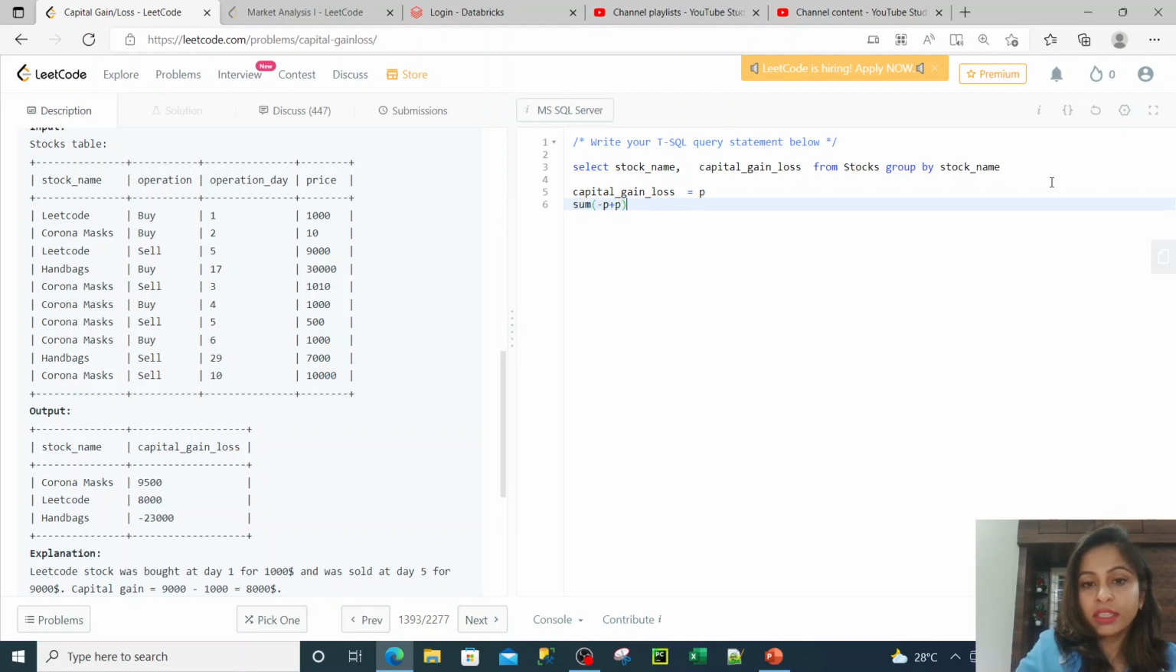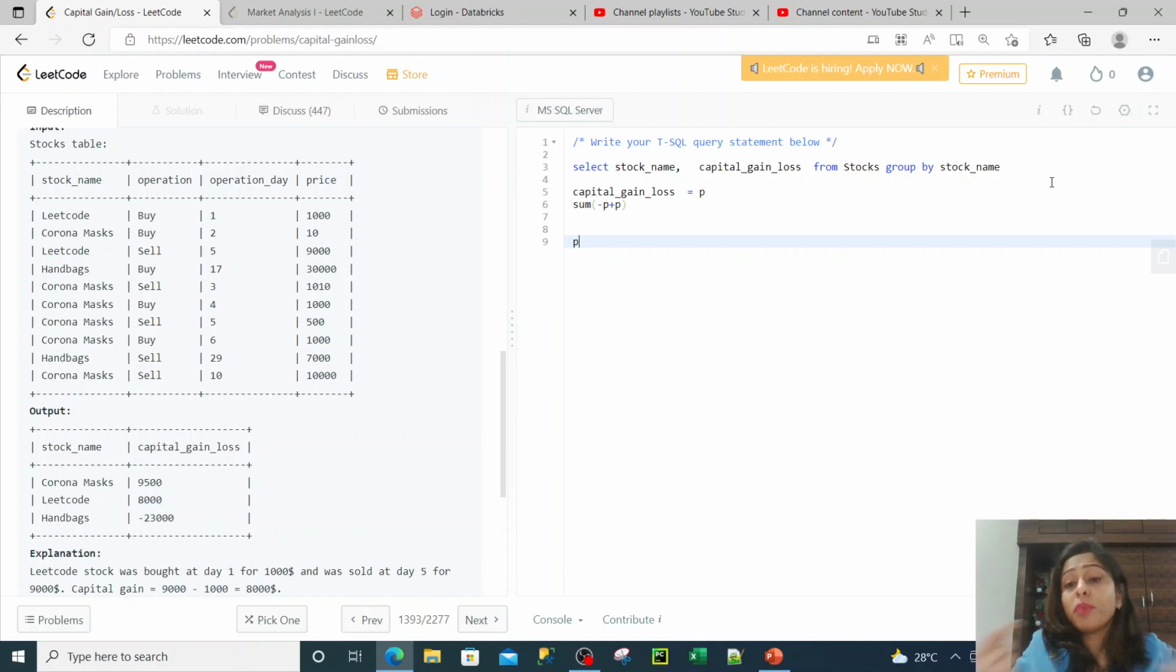If you try to understand what I'm doing over here, whenever the operation is a sell operation, whenever I'm trying to sell something, my p would be the price. And whenever I'm trying to buy something, I will just subtract it from my previous number.